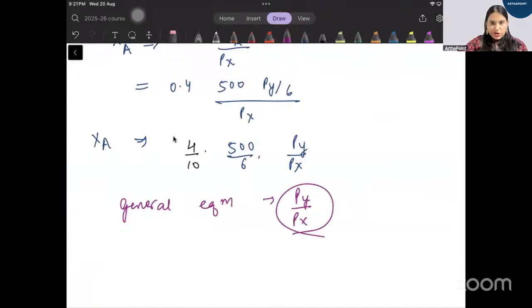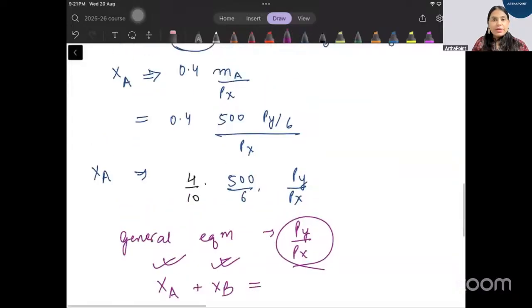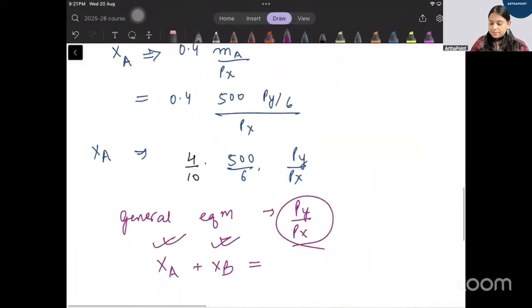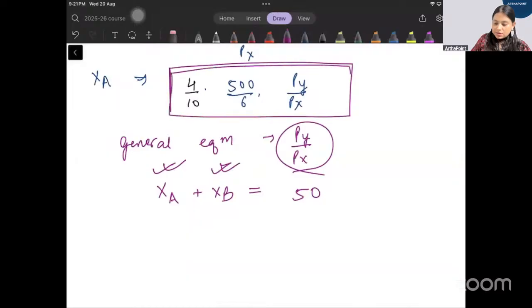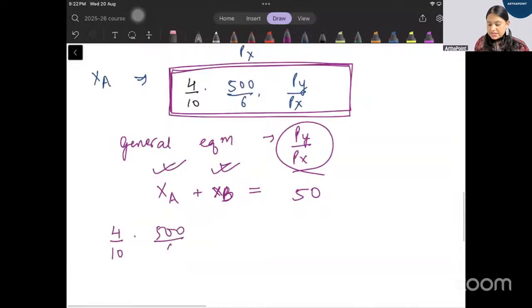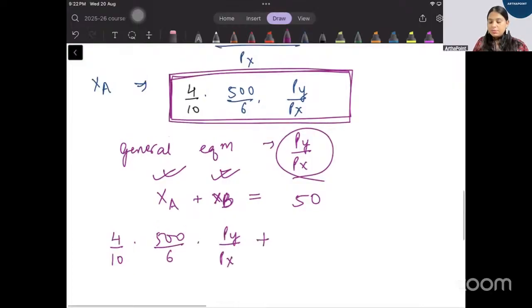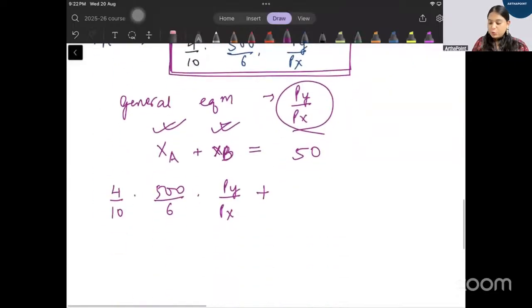What was the concept we learned in class? We learned that XA plus XB, the amount demanded by individual A plus the amount demanded by individual B, will be equal to total X. Total X is 50. So whatever Anil is demanding plus whatever Binod demands should end up at 50. Anil is demanding 4 by 10, 500 by 6, PY by PX units. Just find the amount demanded by Binod for good X, put it here and equate it to 50. Just try that.